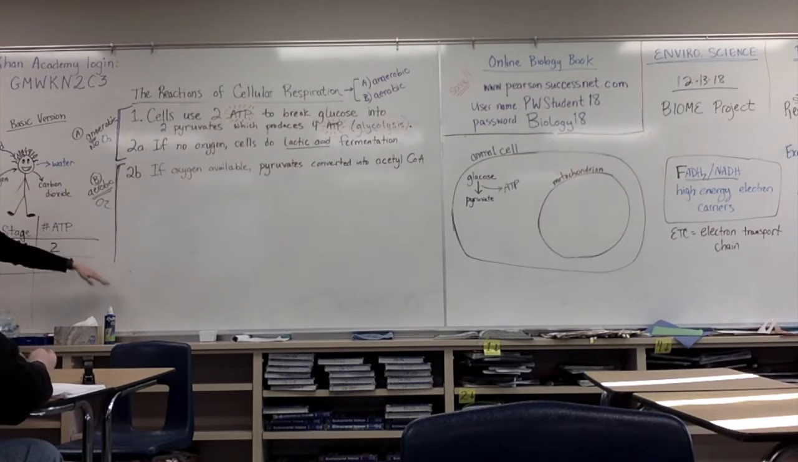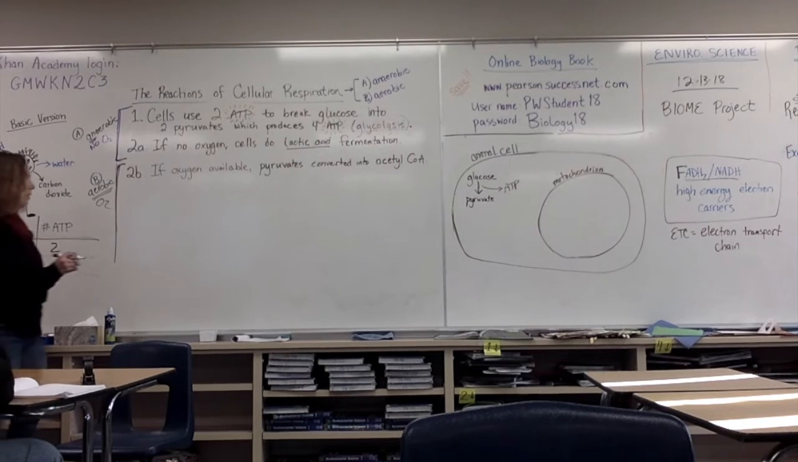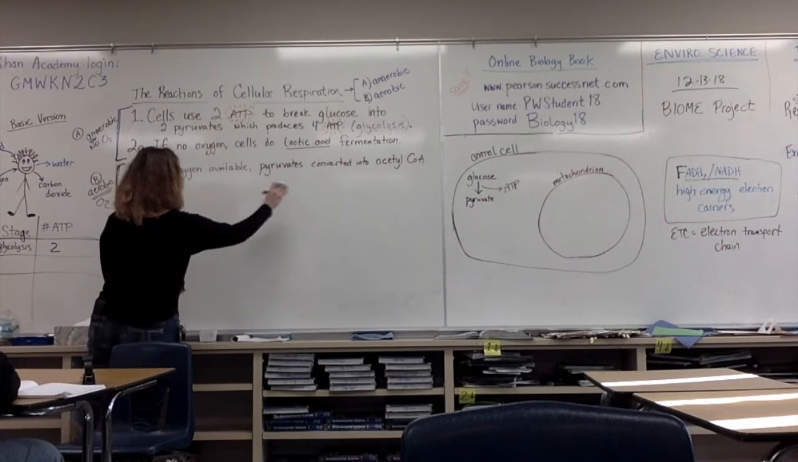So 2B through 6. I'm going to talk about 6 steps here. These are aerobic. If there's oxygen available, things can go forward and we can get a whole boatload of ATP for ourselves. Alright? Pyruvates are converted into acetyl-CoA.